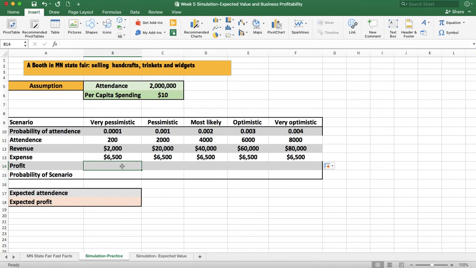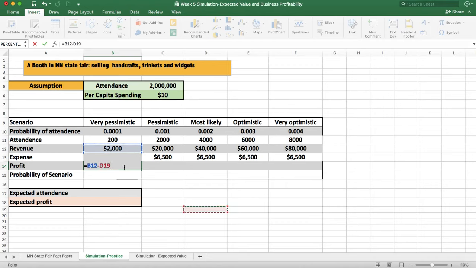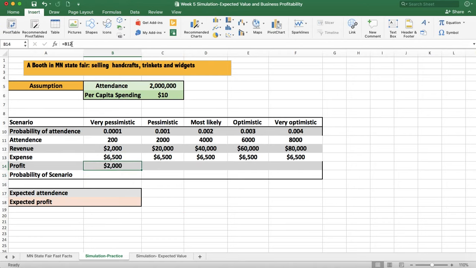And profit is the revenue minus expense. I have difficulties here. Revenue. Okay, let's just type it. Minus expense. Oh, we lose money for this scenario. And then we read over. Oh, we earn profit for the other scenarios.